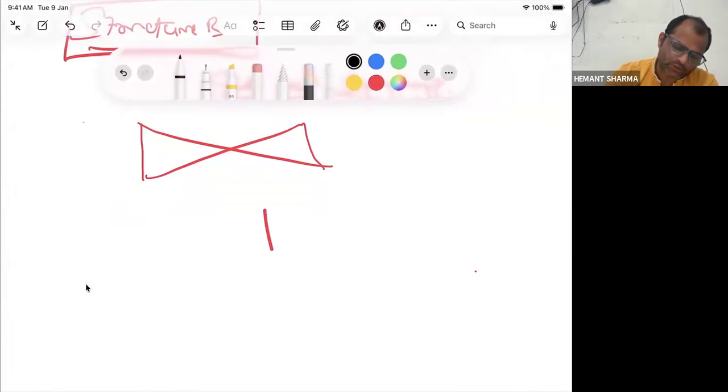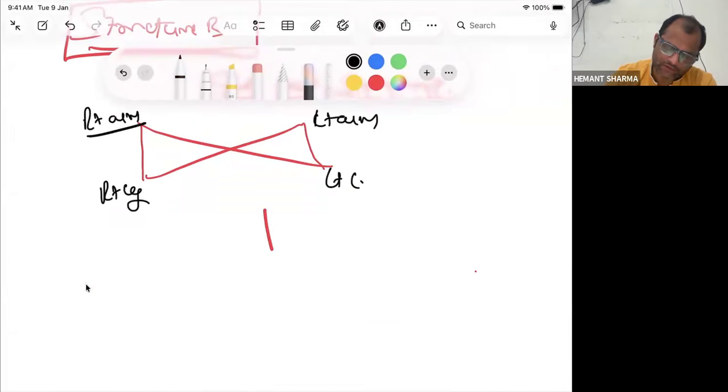In the side loop structure, this is the right arm, this is the left arm, this is the right leg, and this is the left leg. Always remember, we have to follow the circuit.